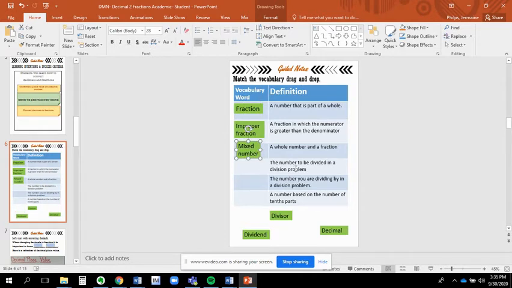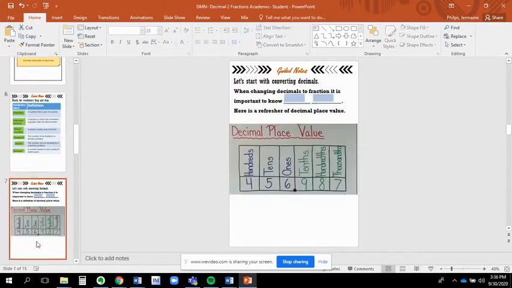Dividend, the number to be divided in a division problem, is going to be the dividend. Divisor is a number that we are dividing by. So for example, we have 30 divided by 5. 30 is the dividend. 5 is the divisor. A decimal is a number based on the number of tenths parts. Okay, so tenths, hundredths, thousandths is going to be a decimal. Okay, let's move on to the next slide.